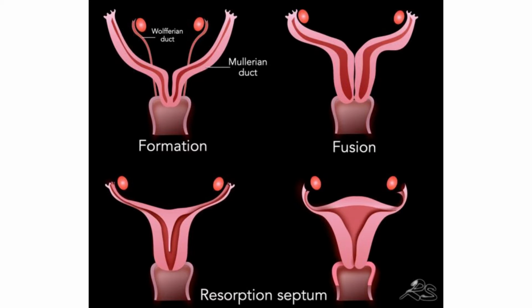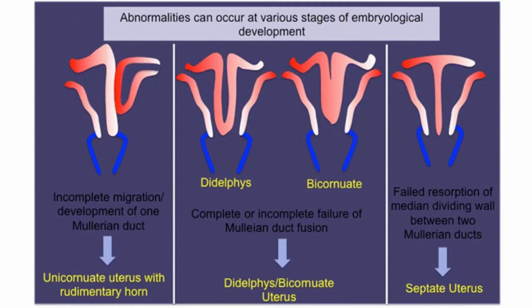After that, you can see on the bottom left picture, there's a septum in the middle. And this septum is supposed to resorb. This septum is supposed to be disintegrated and resorb. However, if it does not resorb, it will leave a leftover septum still visible. So after we've understood those steps in formation of the Müllerian ducts, here are the pathologies that we can see.